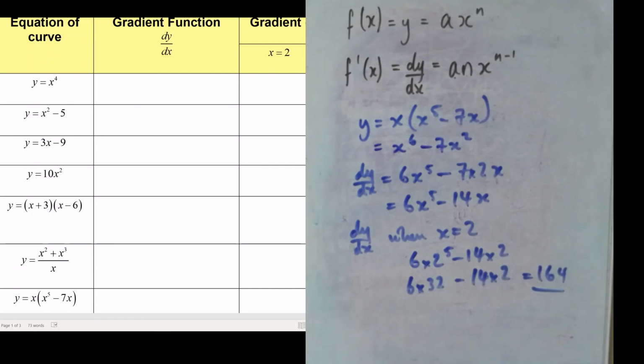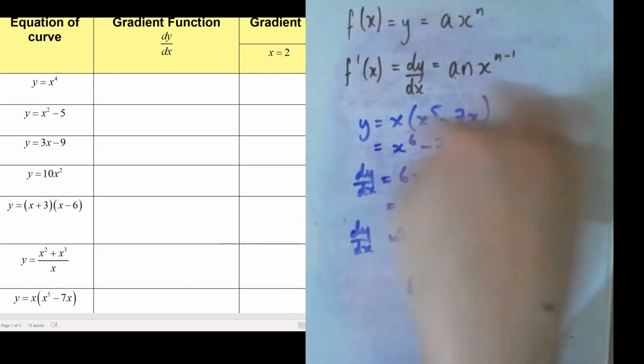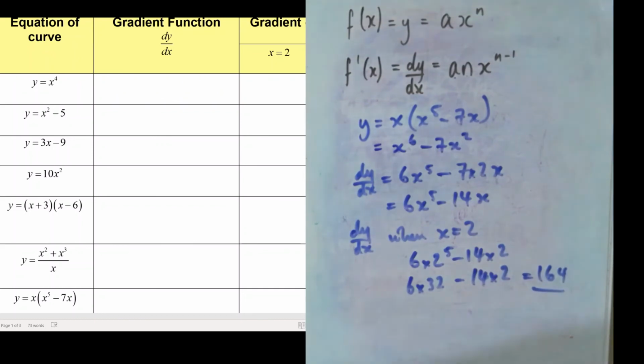Okay, so I'm going to let you go and make sure you get through those questions. Obviously, you can use this to help you out if you so wish, but just remember that is the only rule you need to remember, especially at IGCSE. Don't need to worry about it getting more complex than that.